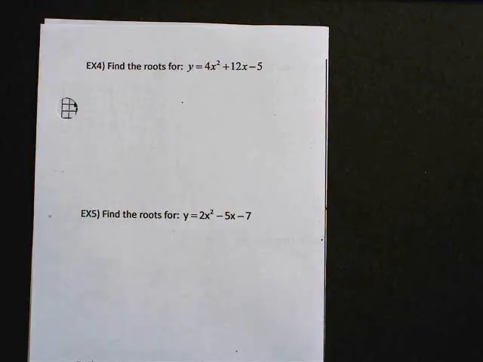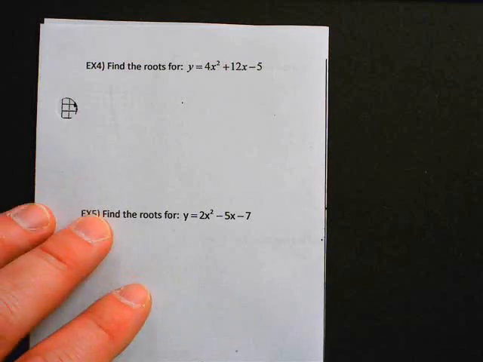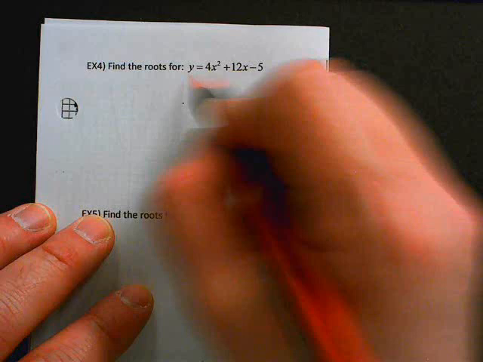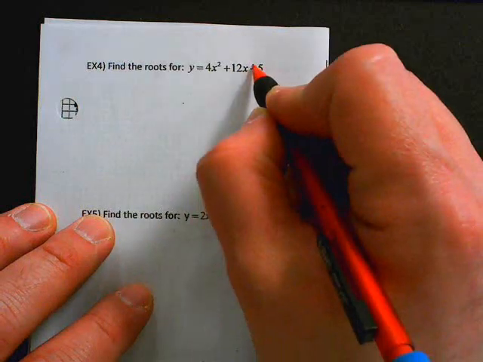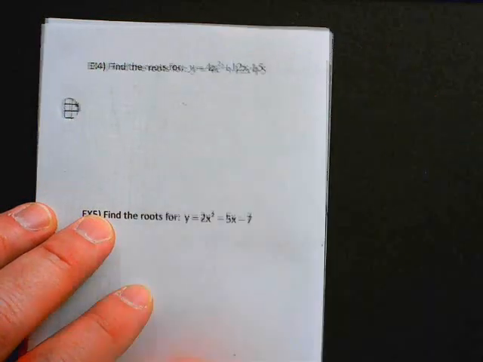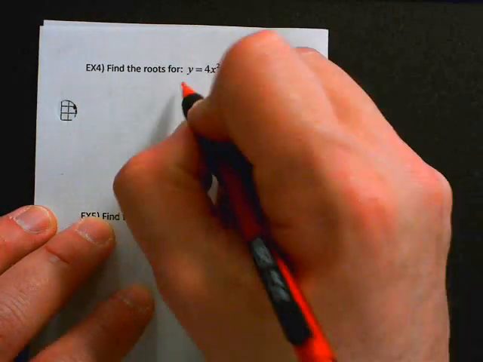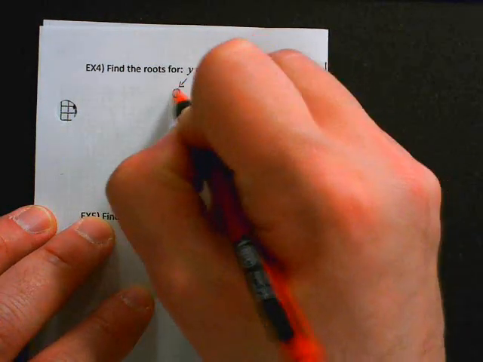This is going to be example number 4. And basically we're trying to find the roots of this function. And there's a minor correction here. This negative 5 is supposed to be a positive 5. So please make that change. And basically what we're going to do is plug in 0 for y.